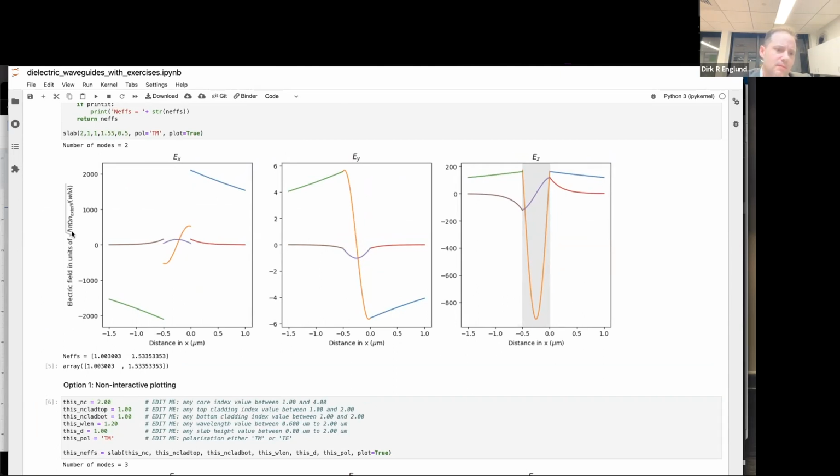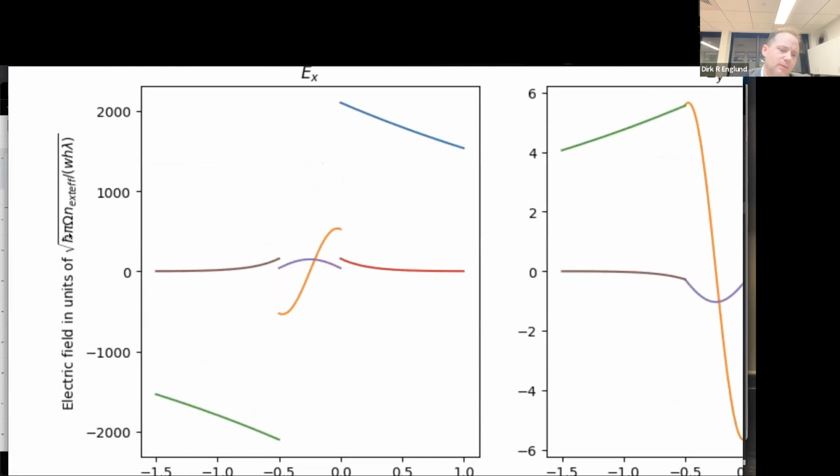So here, the units are h bar pi, or h over 2, if you will, times the bandwidth of the pulse. So the electric field here is in units of the square root of essentially the bandwidth of the pulse divided by the width times the wavelength.